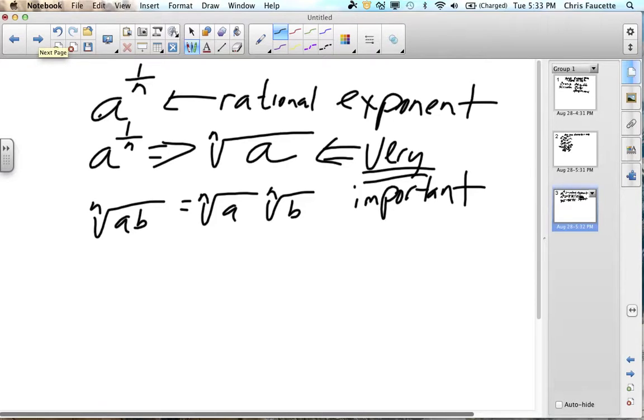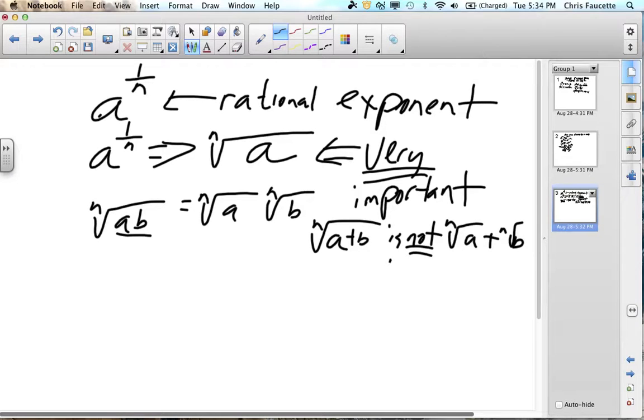Be careful when you do this and make sure these are being multiplied, because it is not the nth root of A plus the nth root of B. This is very wrong. Don't do that. Okay.